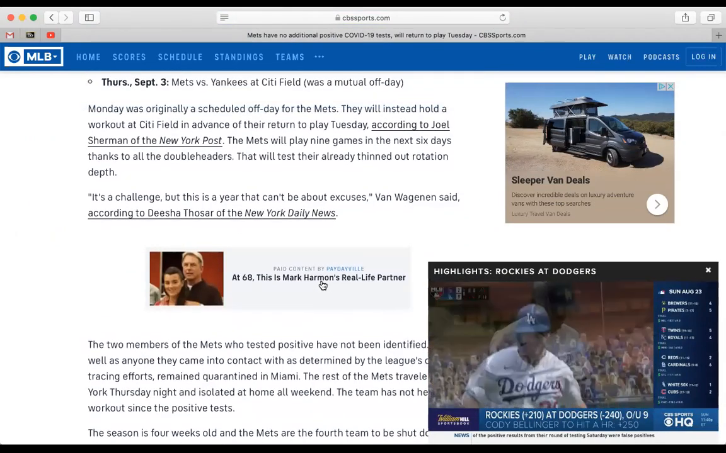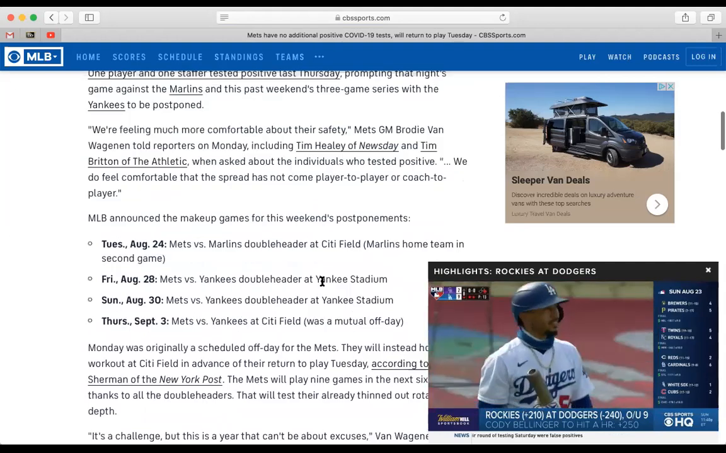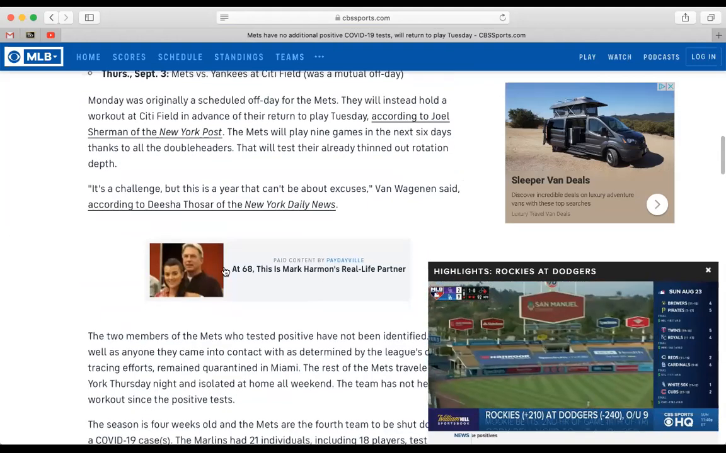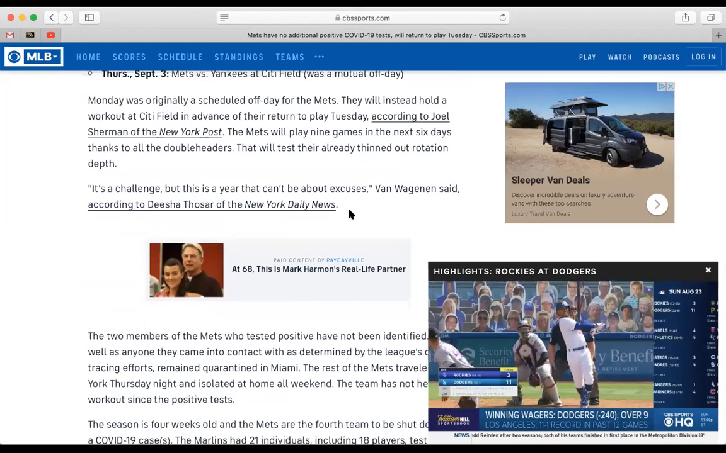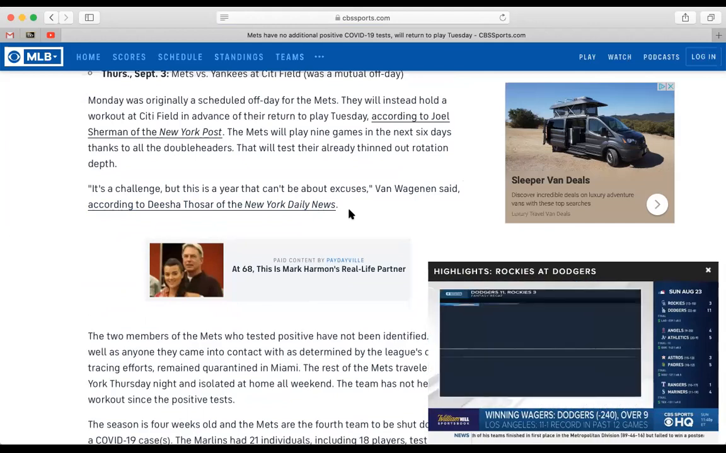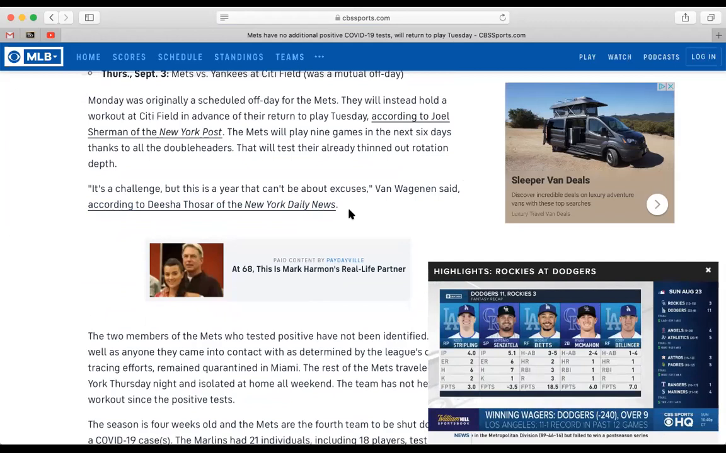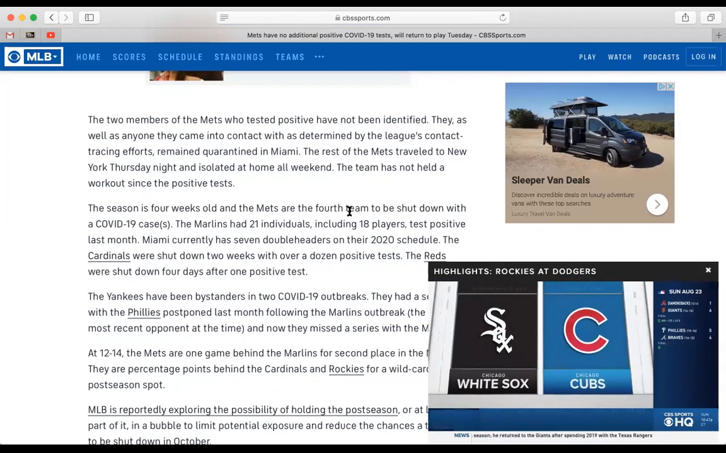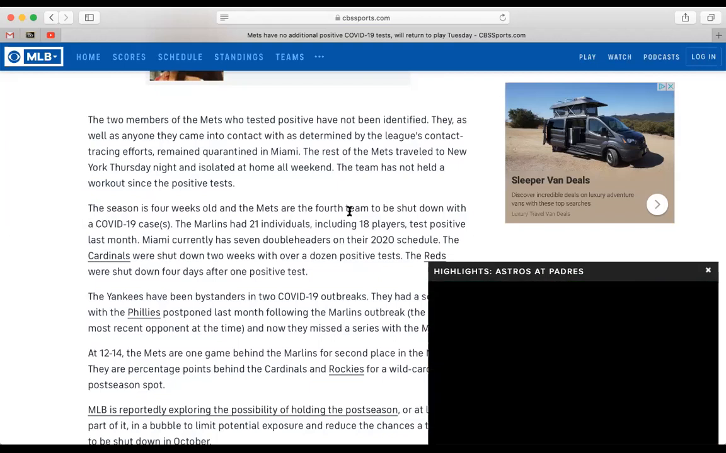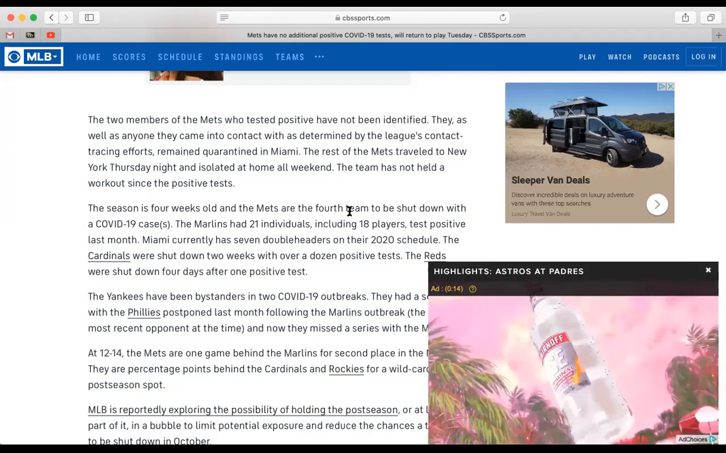Another important thing I want to throw in that I didn't say in my review: it's important to sprinkle in some quotes. Why would you want to do that? Throw in quotes in your article to make it seem more factual. You always want to back up what you're telling me. If you can get a quote from somebody you interviewed for the article, you're backing up your evidence. Two members tested positive and had not been identified, and the league determined the contact.